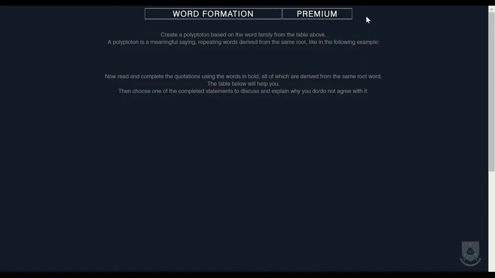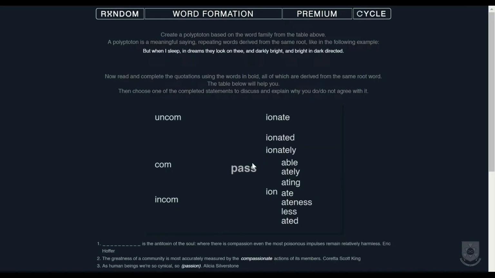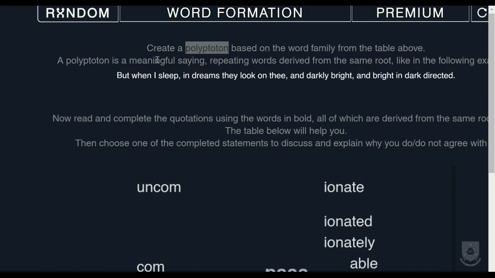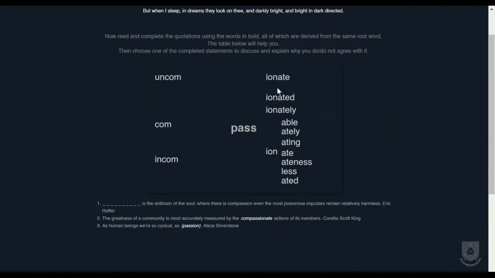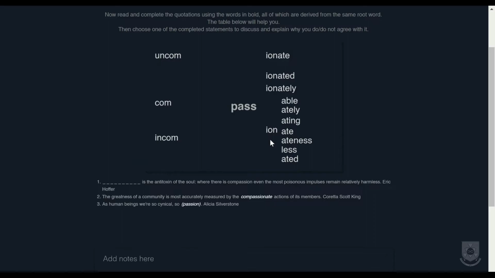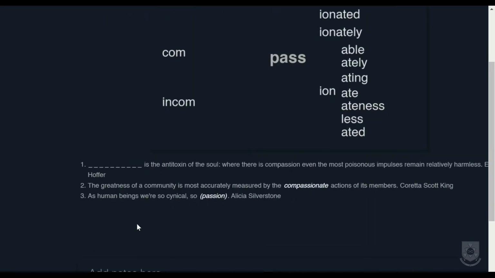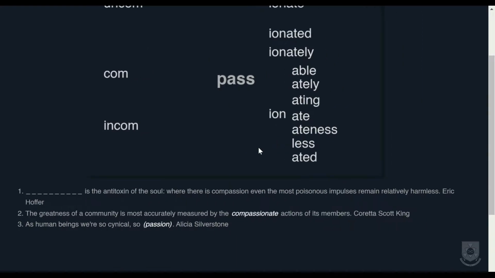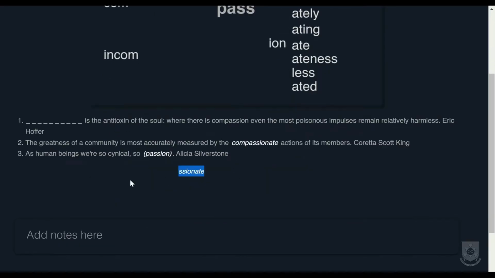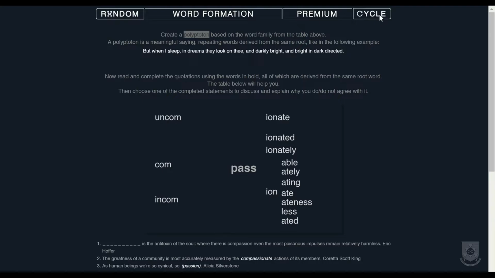The next is, let's take a look what we'll have. Word formation. At first, you are given a particular chart, which is generated. This way we have root pass, and then we have to create a polyptoton with these words using word formation. This is the example of polyptoton, what it is like. But when I sleep in dreams, they look on thee, and darkly bright and bright in dark directed. Yes, we have pass, so it could be uncompassionate, compassable, incompassionate, encompassing, etc. So a lot of words, and then we have to somehow figure out what words, well, of course, using this table, we can use here. We have, of course, the answers. Here they are.